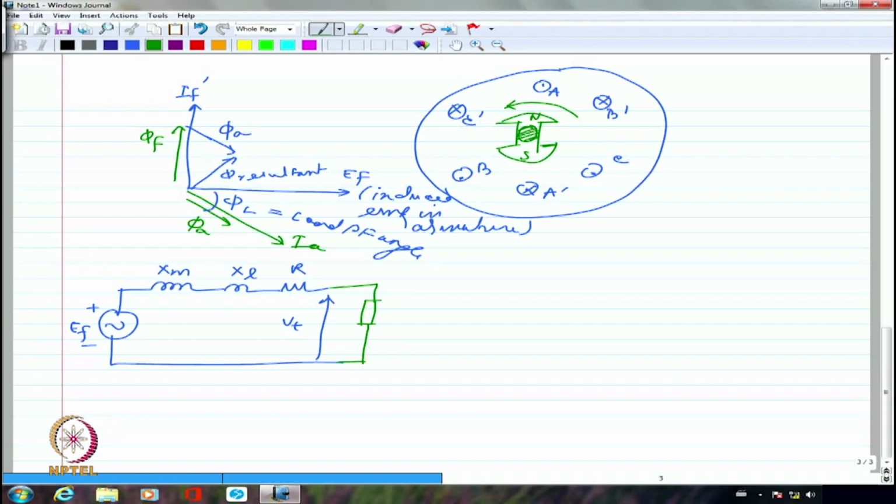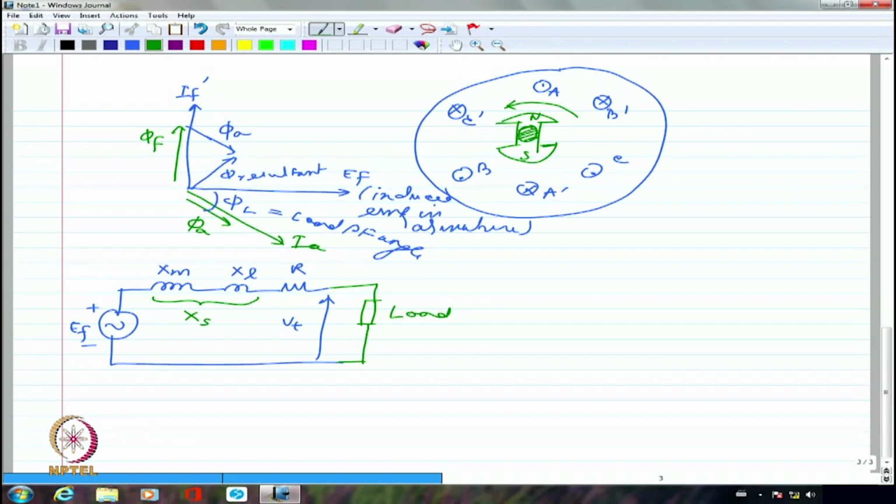This is my load. So this is my per phase equivalent circuit of the synchronous generator or synchronous motor, in general the synchronous machine. Now, these two put together, the leakage and Xm put together, we call as the synchronous reactance Xs. Please note one thing. In transformer, in induction motor, Xm was coming in parallel. This thing is coming in series.